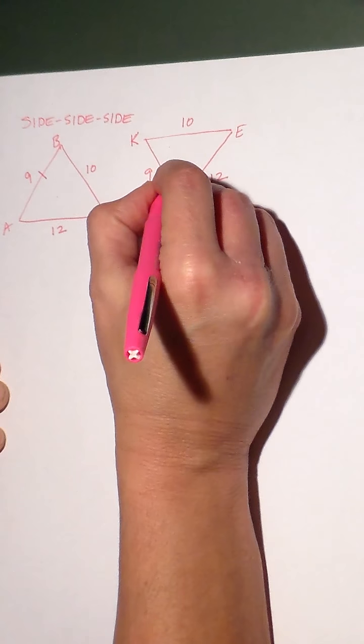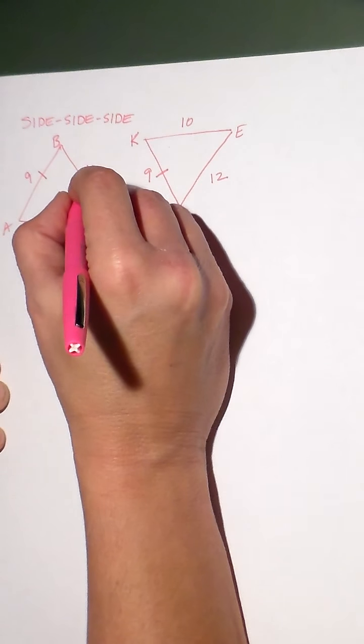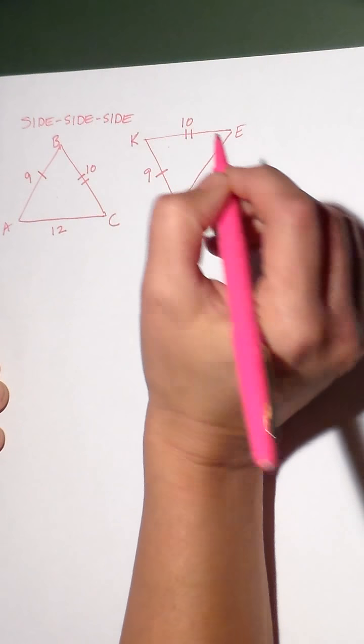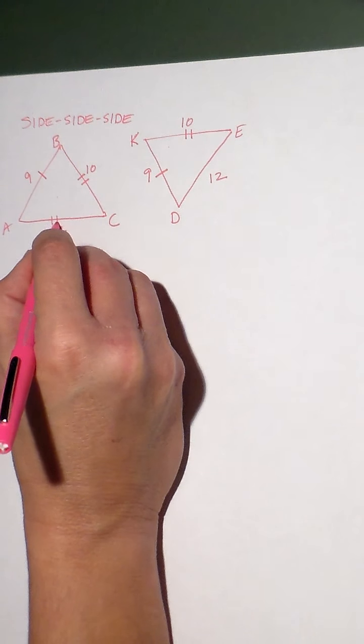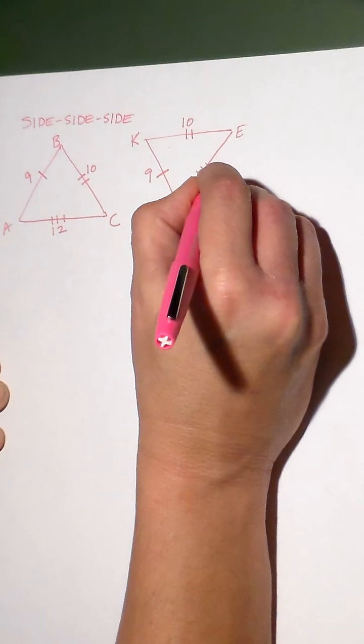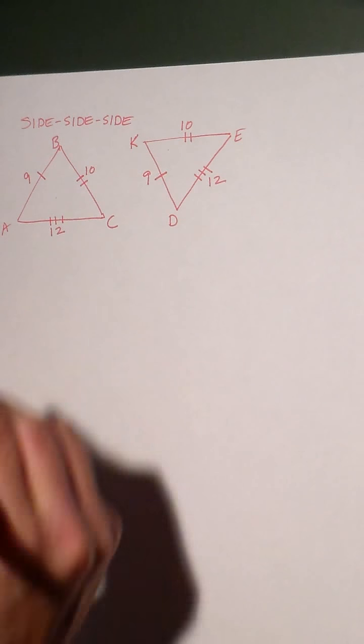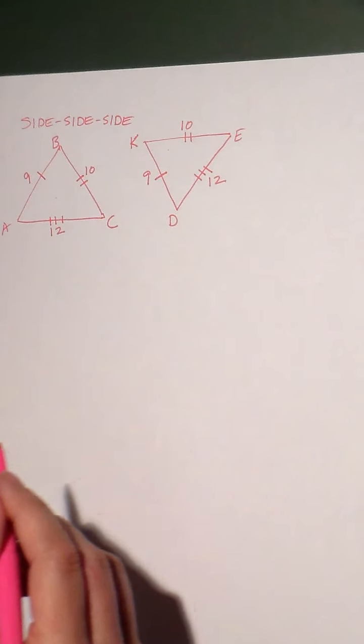So I've got 9, 10, and 12. 9 is congruent to 9. 10 is congruent to 10. And 12 is congruent to 12. So we've got side, side, side congruence here because the corresponding sides are congruent. I've got one set of sides that's congruent, which is AB is congruent to KD.